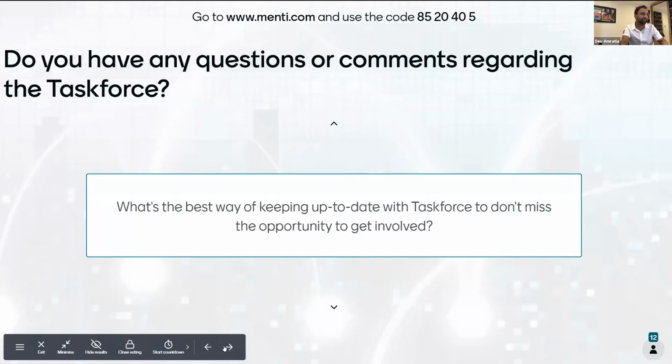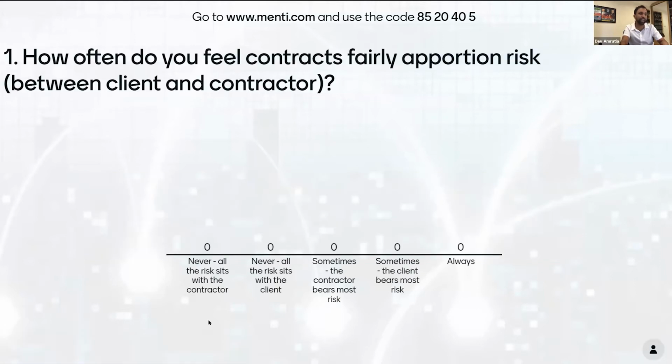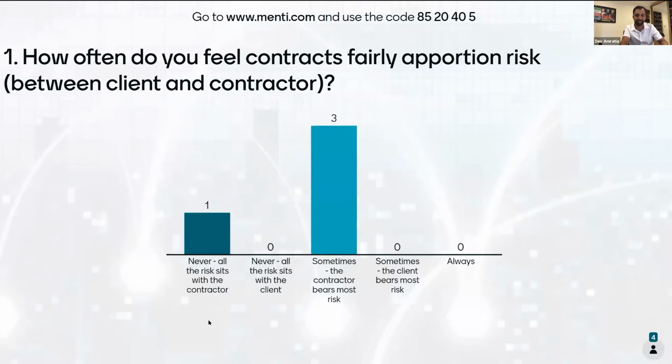So the question is around how often do you feel contracts fairly apportion risk between the client and the contractor? And there are a couple of options for you down there. Never, sorry, the contractor takes all the grunt themselves. Always is, of course, nirvana. So it'd be interesting to see if at least someone thinks there's an always happening, but I would love to hear who you feel is sitting on what side of the story here.